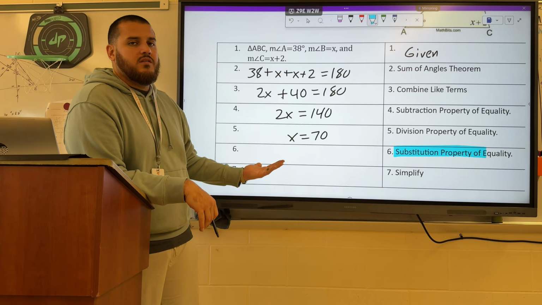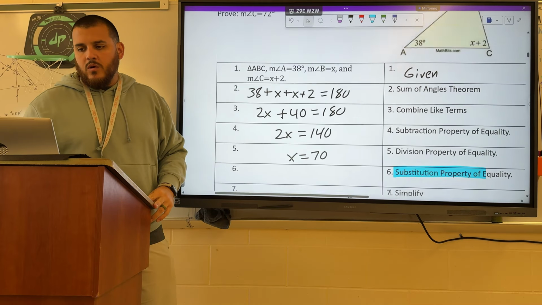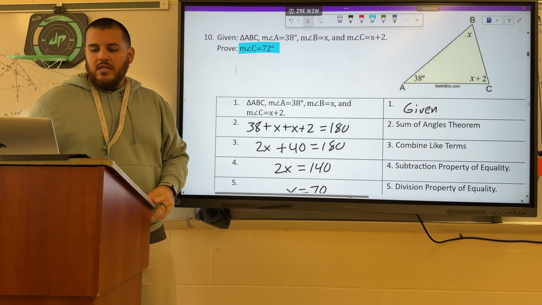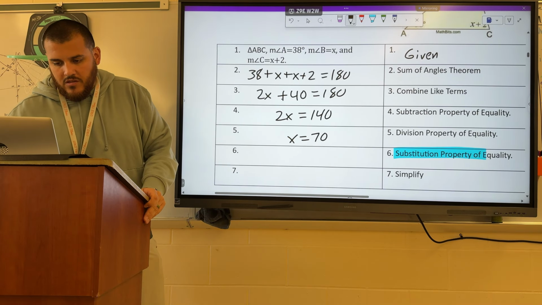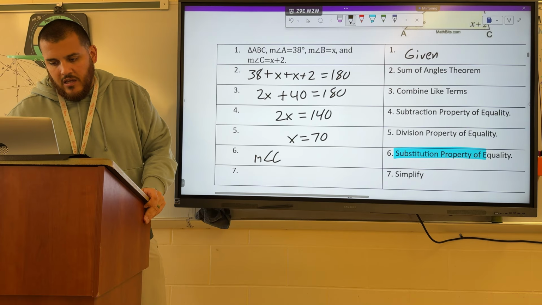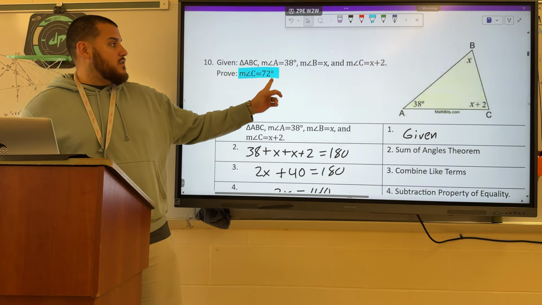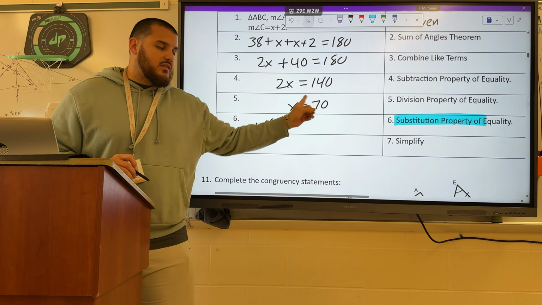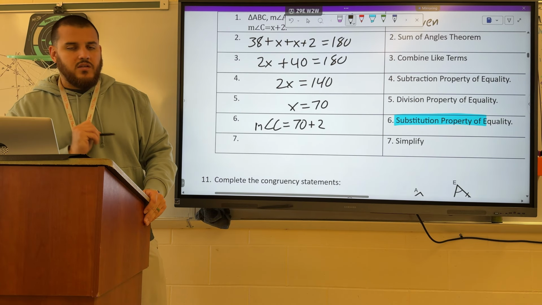X in a different equation, and that equation will be for angle C, because what we're being asked to prove is that angle C is 72 degrees. So we need to plug that 70 into that expression. So the measure of angle C equals X plus 2. Again, that is something that was given to us. So we're just going to substitute the 70 for the X in that equation. So it's going to equal 70 plus 2.